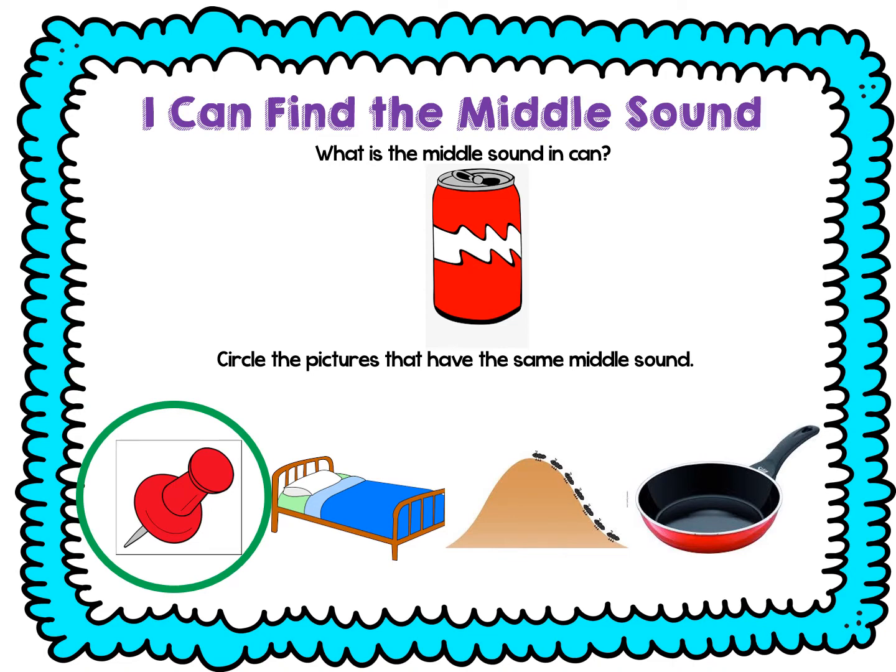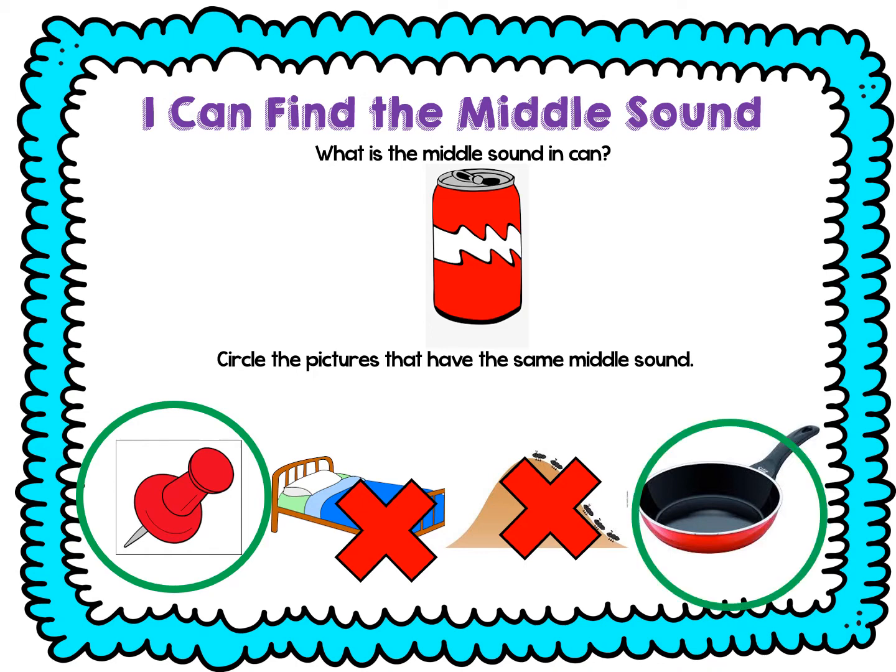Yes, it had a. Let's try bed. B, ed. What do you think? No, it had eh. We're looking for a. Let's try hill. H, I, L. Nope. That was an I. We want a. Try pan. P, a, n. What do you think? Yes, it had a.